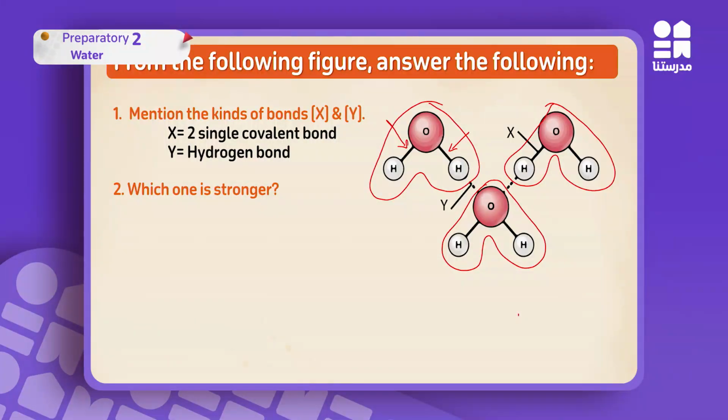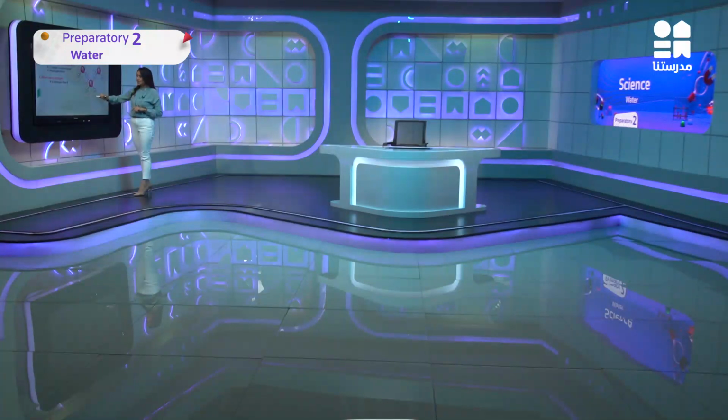Right. Let's take our other question. Which one is stronger? We figured it out before when we drew the hydrogen bond. Of course, the hydrogen bond is weaker than the 2 single covalent bonds. So I would say that X is stronger than Y. By this, we have finished our questions and our variant questions. I think they are very important. Please study them regularly. Let's see the last question.